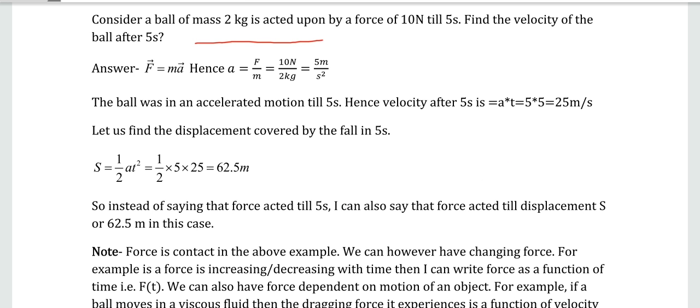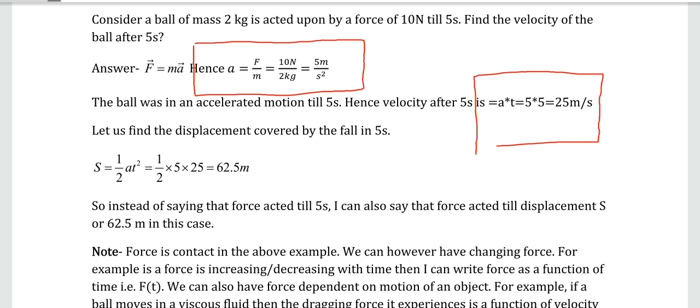First we have calculated the acceleration. It's very easily done. Force by mass gives me the acceleration. Once you have the acceleration, you can calculate the velocity by the formula acceleration into time. So the velocity that the ball attains after 5 seconds is 25 meter per second.